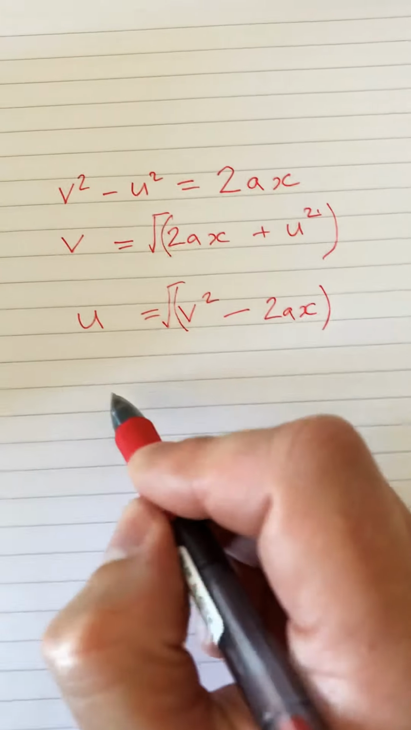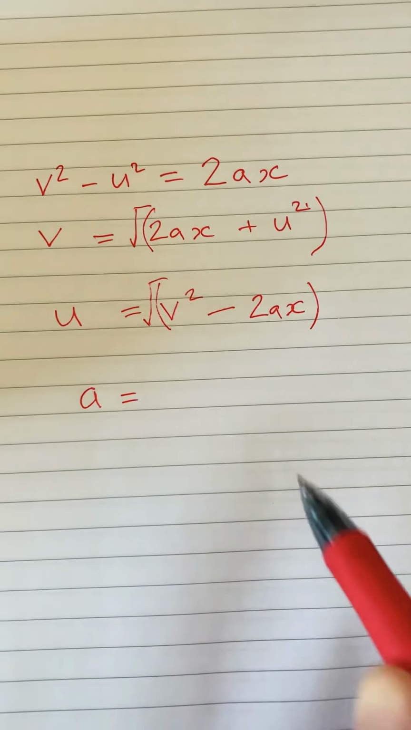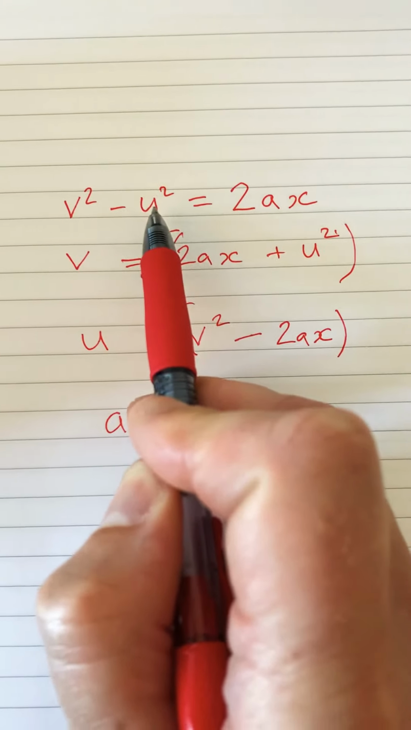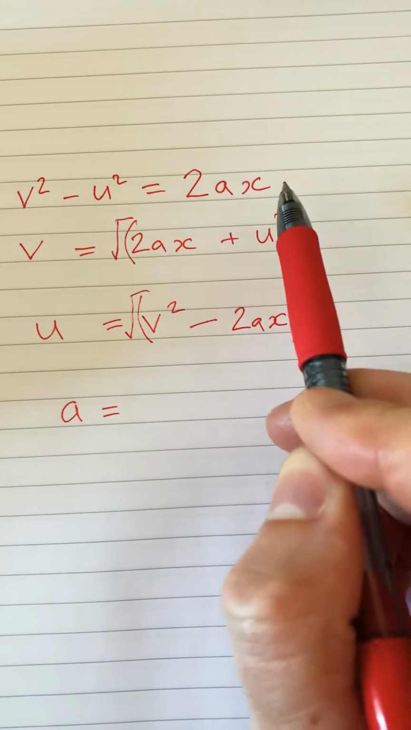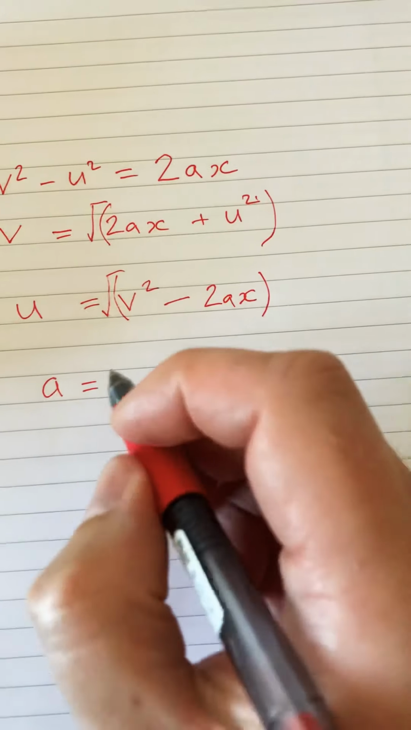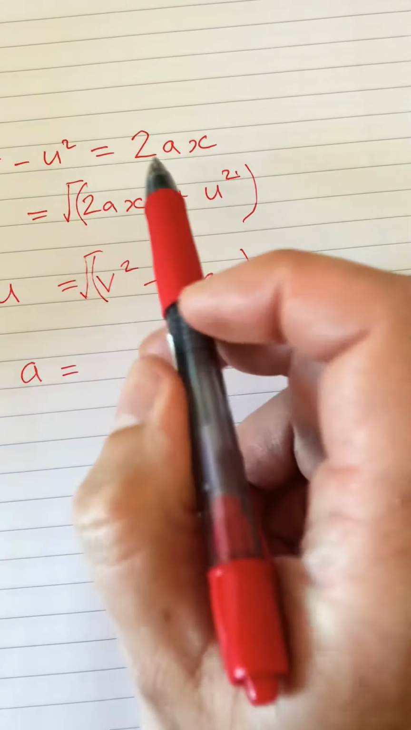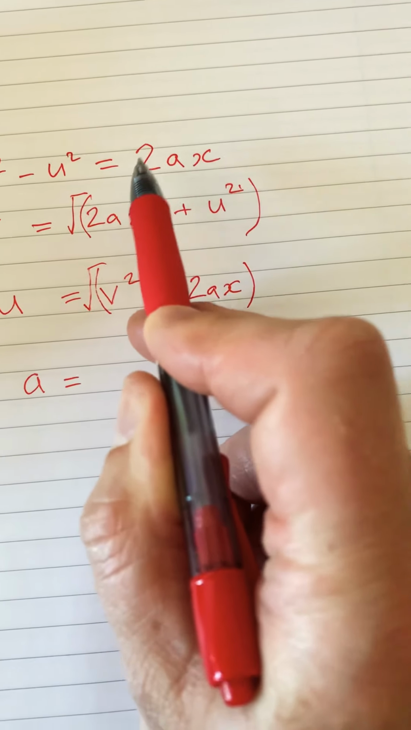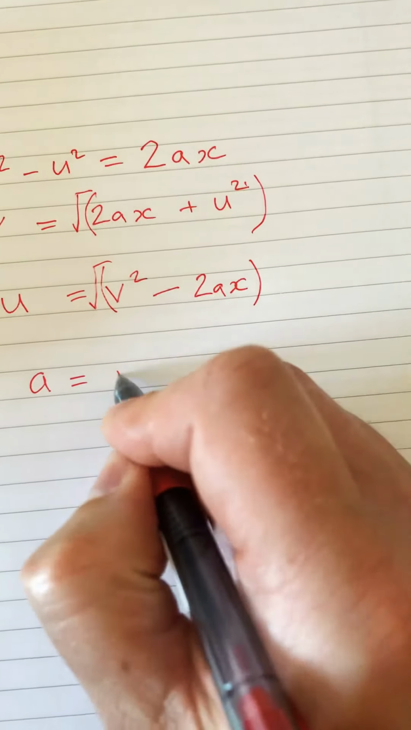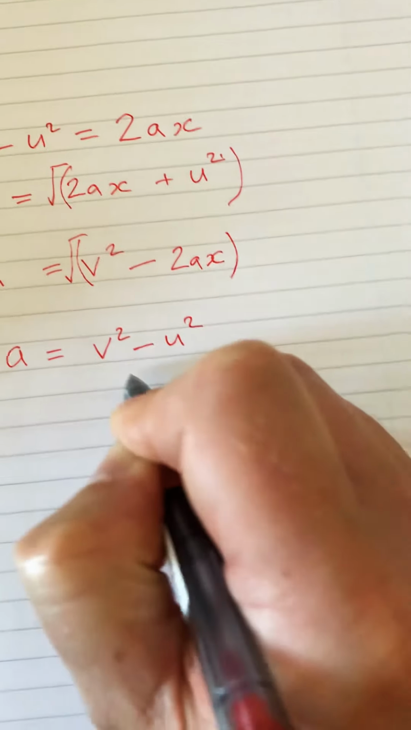Let's find in terms of a. So if you wanted to know how much you're accelerating, if you knew what you accelerated from what speed to what speed and how far you'd travelled, okay, then you'd need to do the opposite of times by 2x, you'd need to divide by 2x, so that's v squared minus u squared divided by 2x.